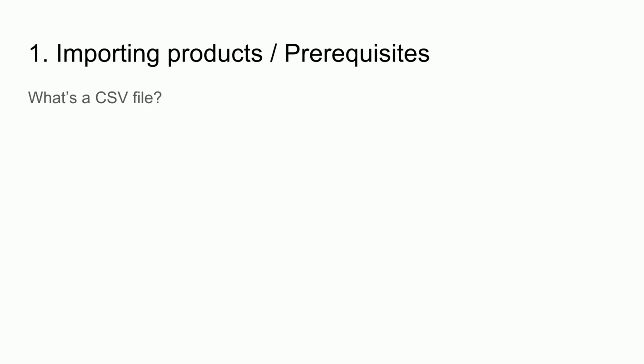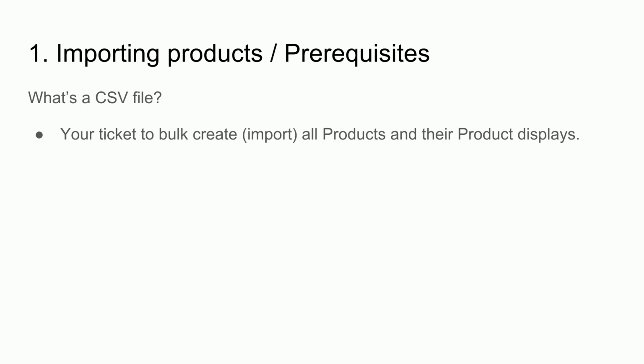What's a CSV file? We all know, or we all should know. It's a text file in which the data that will be imported is in columns. You know, something in bracket, comma, something in bracket, comma. Those are columns, right? But essentially, pulling back, the CSV file is your ticket to bulk create import.